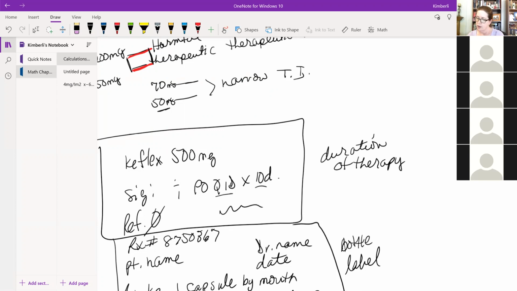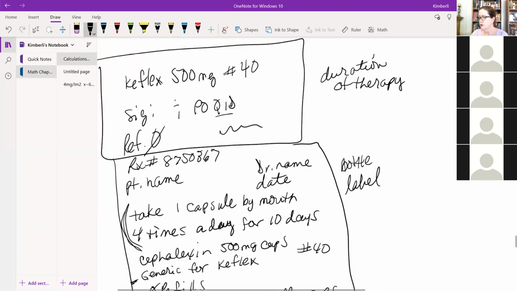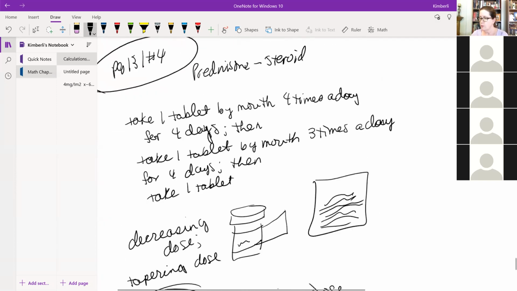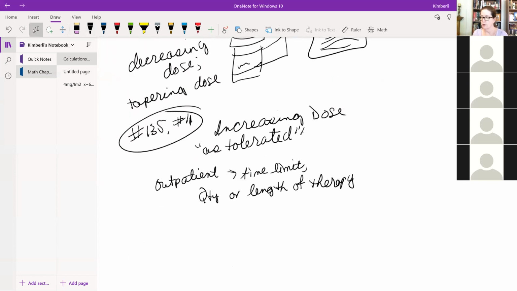Now, if they put times 40 and they didn't put for 10 days, if they take it as directed, how long would it last? Also 10 days. Yes, it's still going to last 10 days, exactly. So an outpatient prescription has to have a time limit, either the quantity or the length of therapy. If it doesn't have one of those things, we have to call on it.